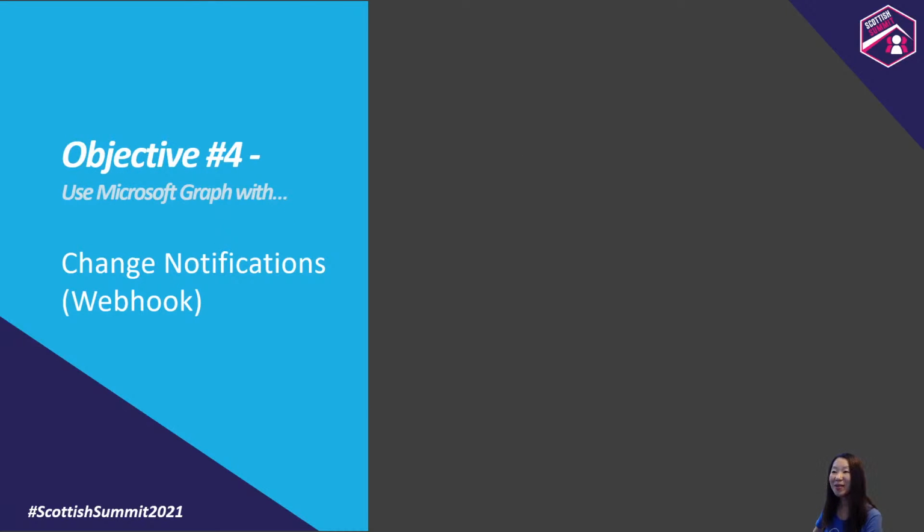Objective number 4, use Microsoft Graph with change notifications. To wrap everything up, the last objective is to use Microsoft Graph with change notifications. And I can tell you that change notifications are really cool. The Microsoft Graph API uses a webhook mechanism to deliver change notifications to the application. Useful in situations where we need to trigger a flow or alert the users of changes in the resources that we are interested in.